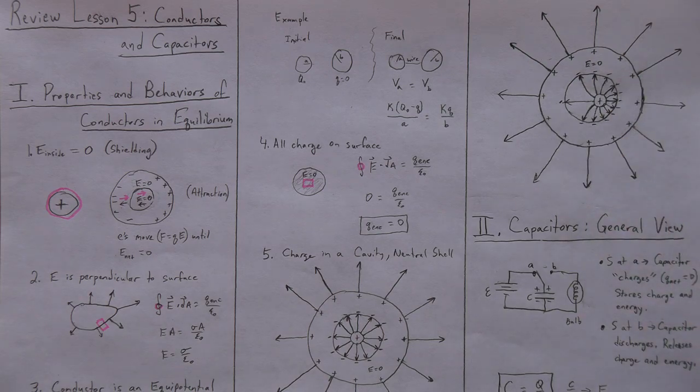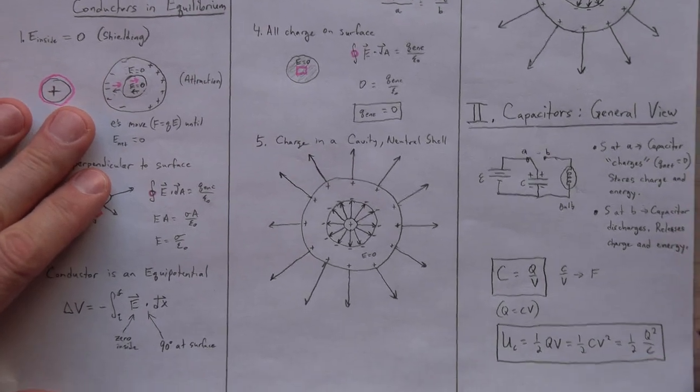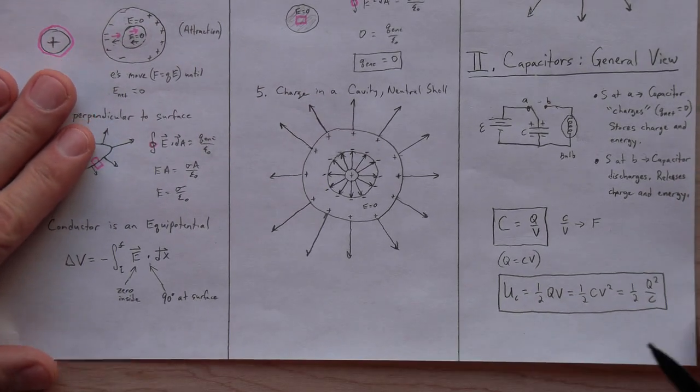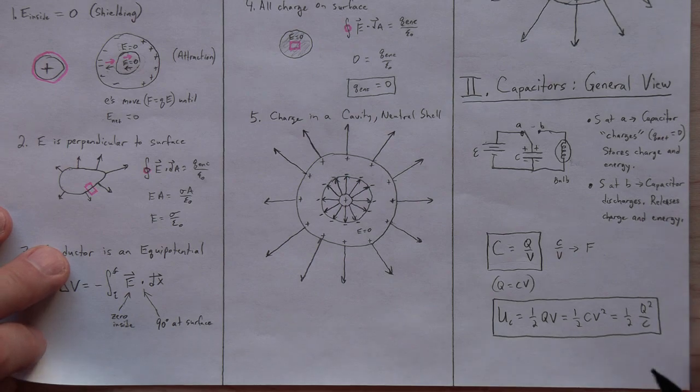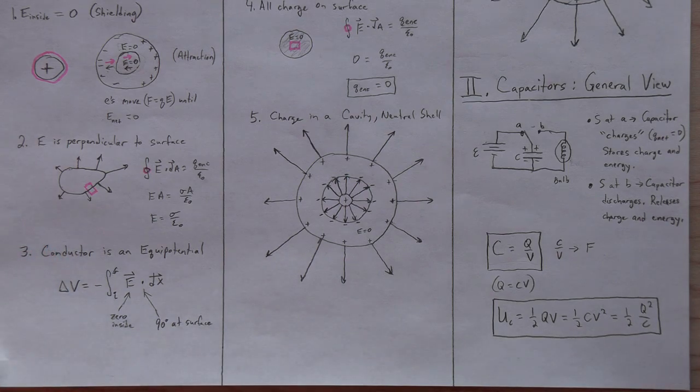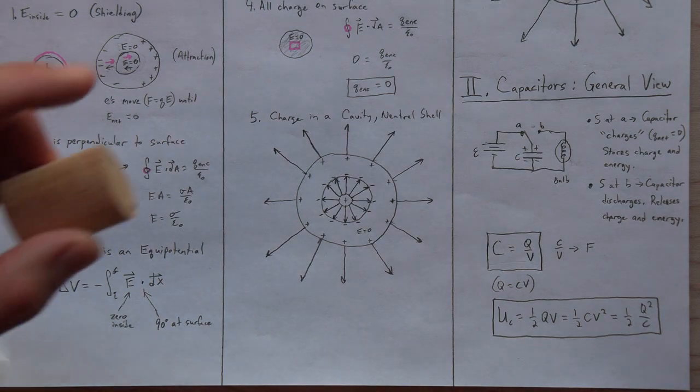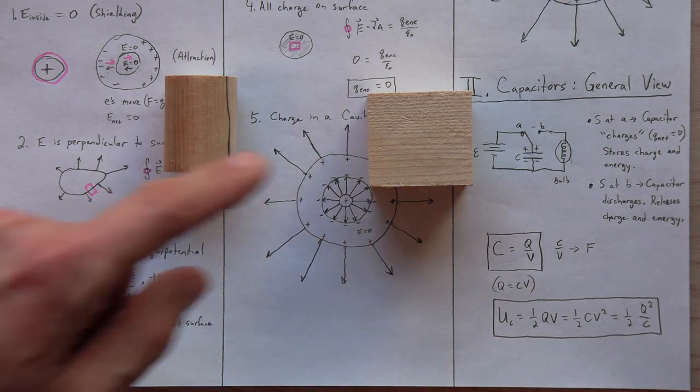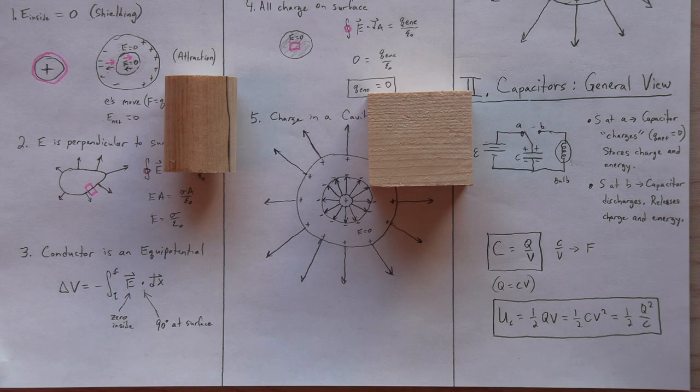All right, well, conductors can be used to make what we call capacitance. A capacitor is just two metals next to each other. So I forgot to bring a couple of metals, but I've got a couple blocks of wood here. Let's suppose this was a metal and this was a metal. I'd have myself a capacitor.